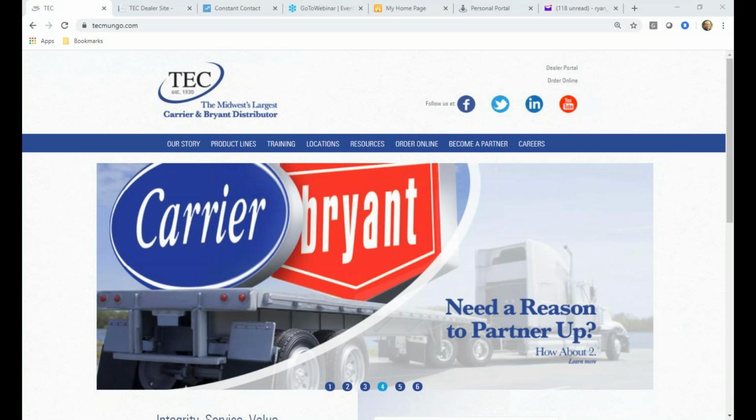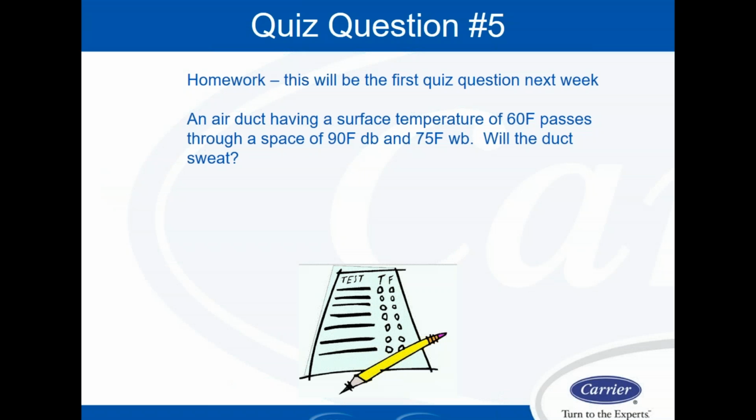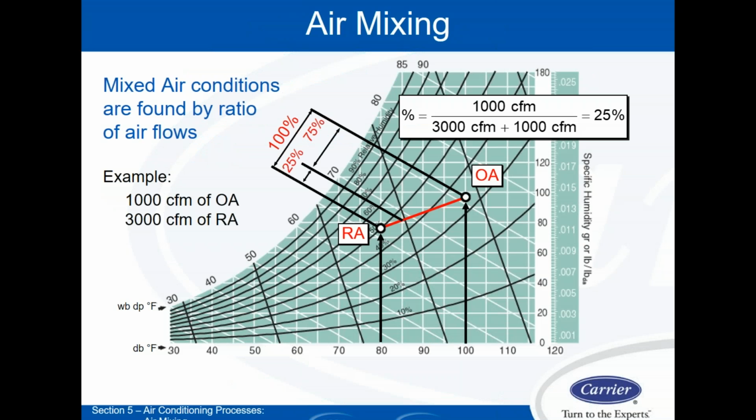All right, let's pull back up our slides and we'll continue on with our course. We still have 3 more quiz questions left for you guys playing along at home. So picking up where we left off, we had just done the psychometric chart. We built it up, we showed you how to plot points on the chart. We talked about latent energy versus sensible energy and how to read that enthalpy off the chart and find either one of those two or the total energy.